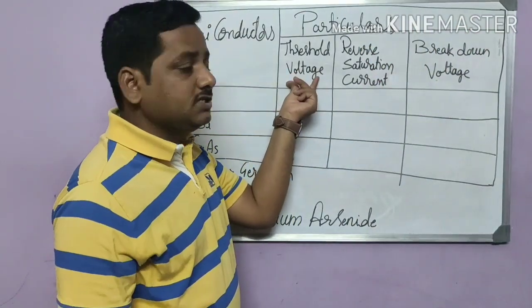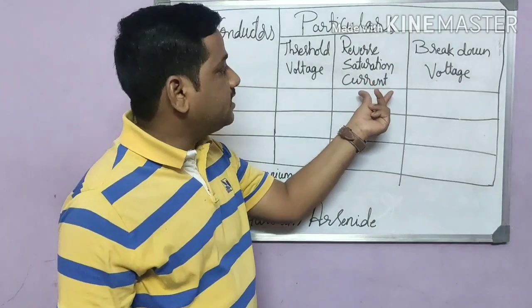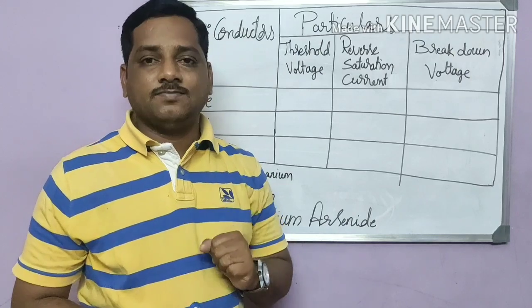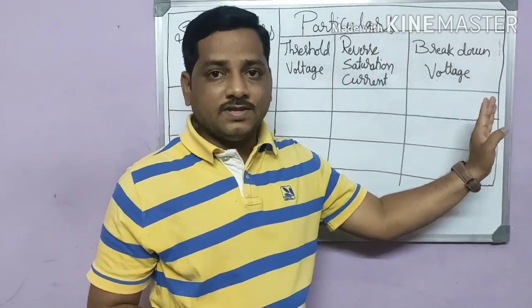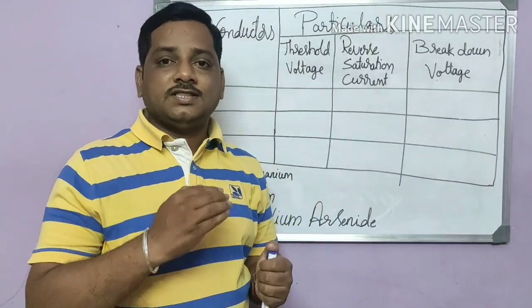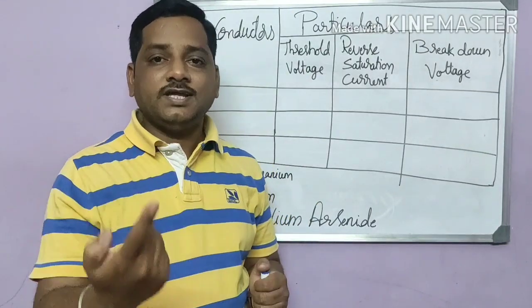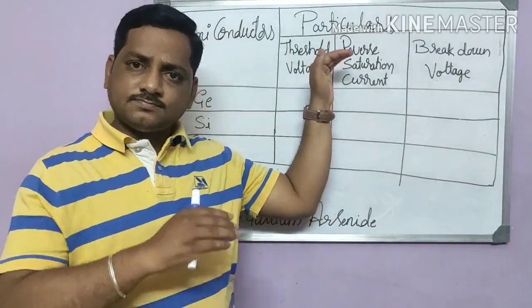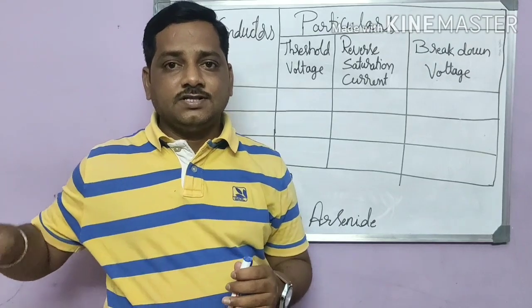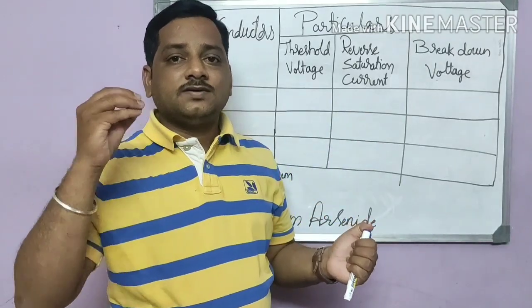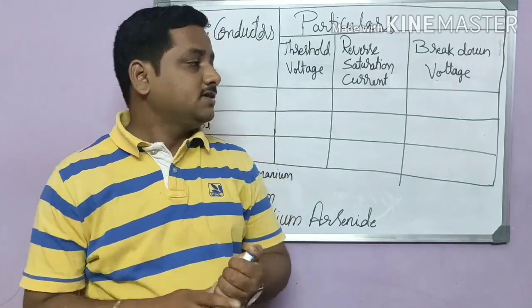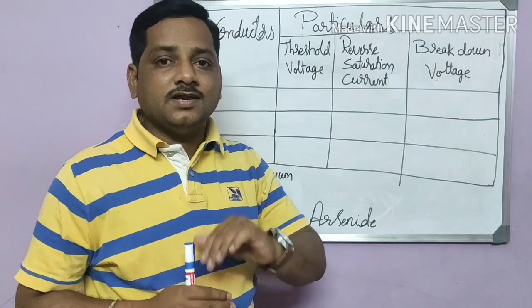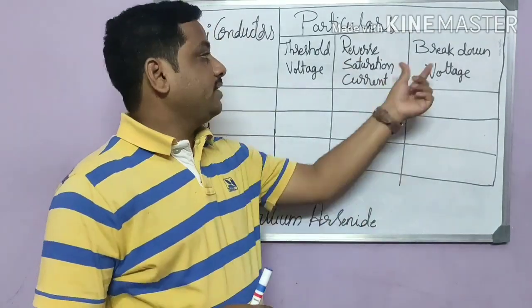The major things are the threshold voltage, reverse saturation current, and breakdown voltage. In my previous video, I gave a complete idea about what these parameters are. Threshold voltage is the minimum voltage required to turn on the diode. Reverse saturation current, as the name itself indicates, is in the reverse bias condition. That is the current which creates some flow of current in the reverse direction. We should always try to have a very small reverse saturation current.